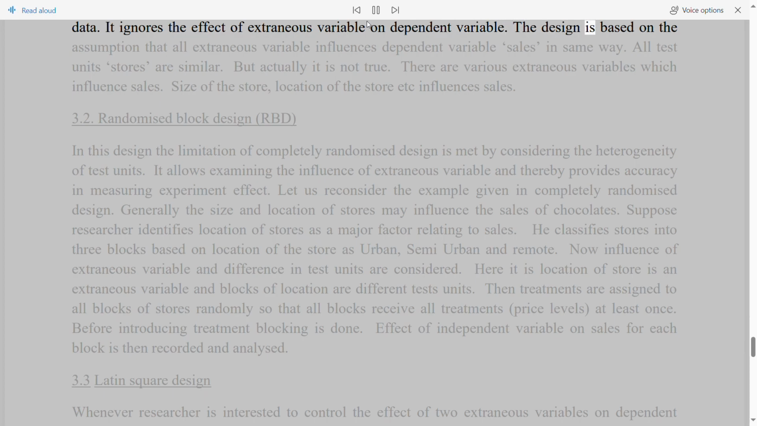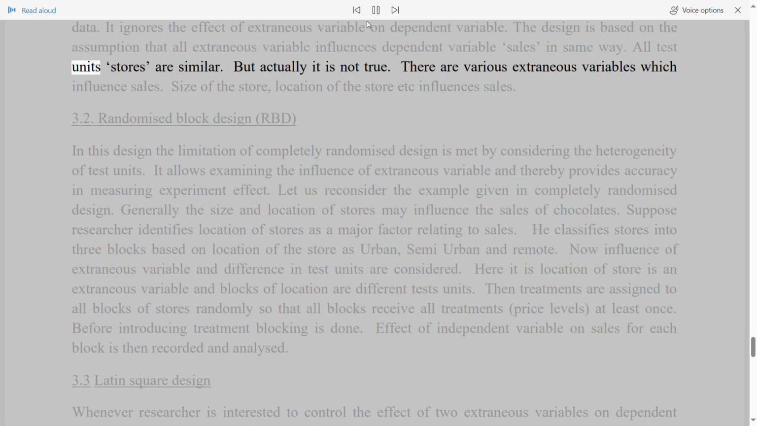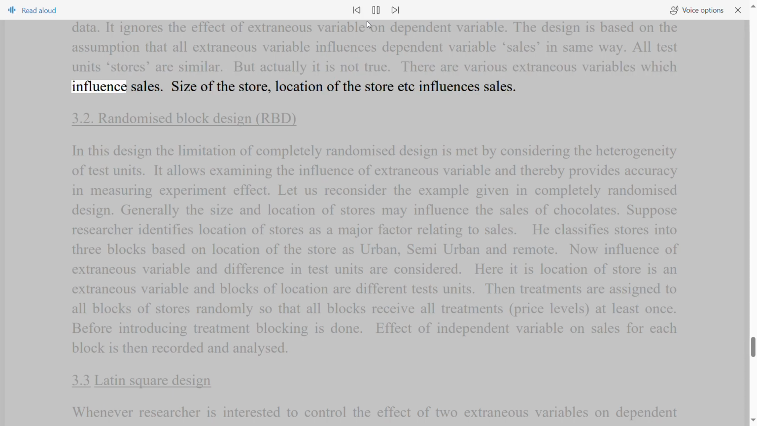The design is based on the assumption that all extraneous variables influence dependent variable sales in the same way. All test units, stores, are similar. But actually it is not true. There are various extraneous variables which influence sales. Size of the store, location of the store etc. influences sales.